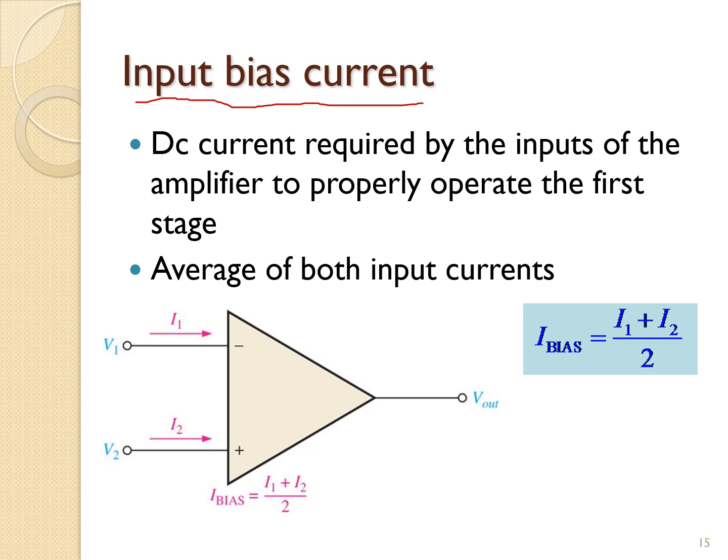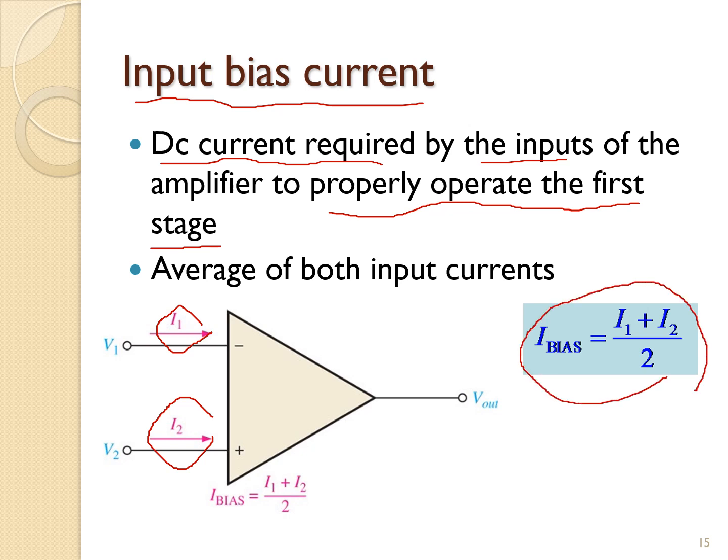Input bias current. The input bias current is the DC current required by the input of the amplifier to properly operate the first stage. By definition, the input bias current is the average of both input currents I1, I2, and is calculated as follows. I bias equal to I1 plus I2 over 2. The concept of input bias current is illustrated in the figure as shown in the slide.